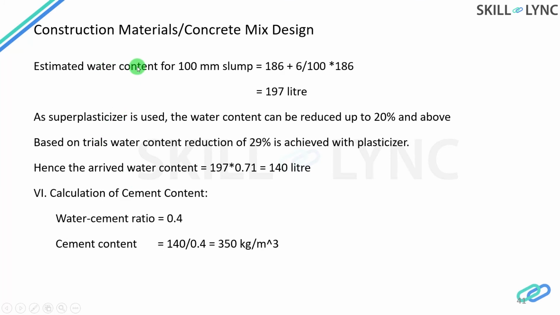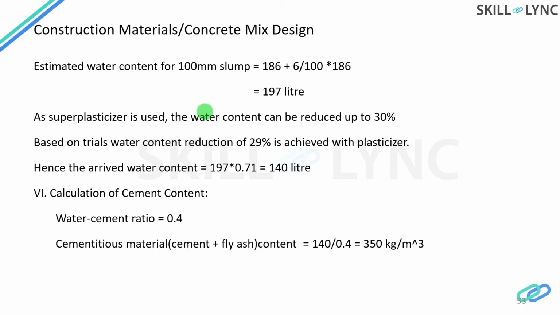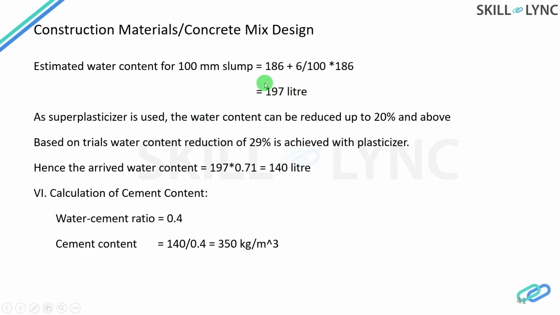So the estimated water content for 100 mm slump. As I said earlier, for every 25 mm slump increase, you can add 3% to the value. Here I have increased the slump by 50 mm. That value 186 is for 25 to 50 mm slump, and here it is 100 mm slump. So I have added 6% to this value. So it is 186 plus 6 by 100 into 186, which is equal to 197 liters. So this is the estimated water content.